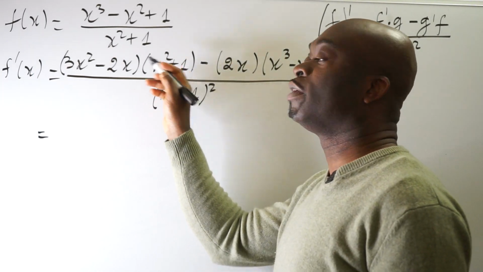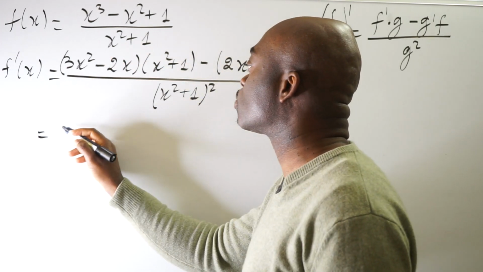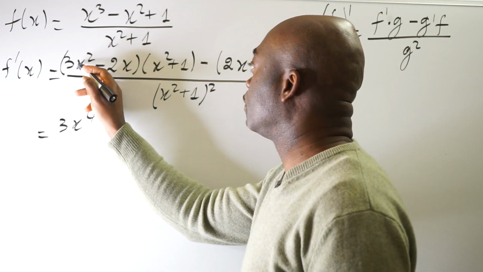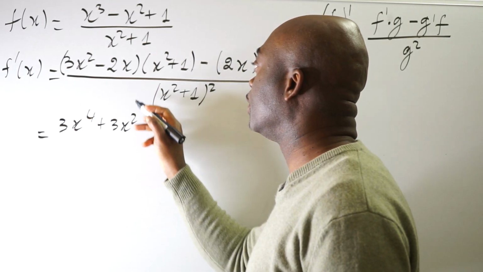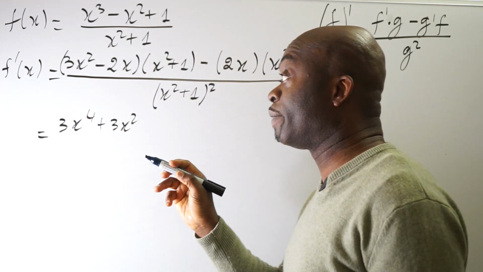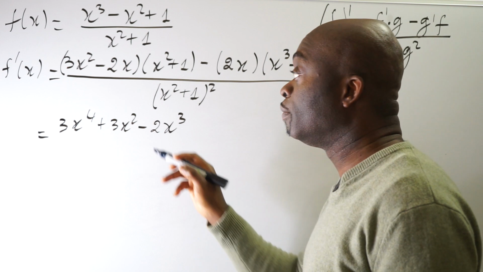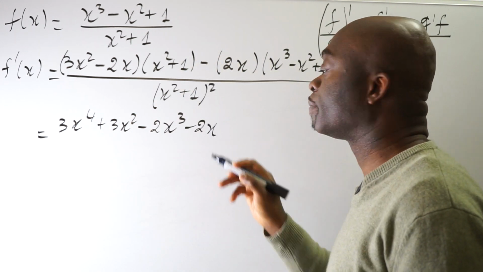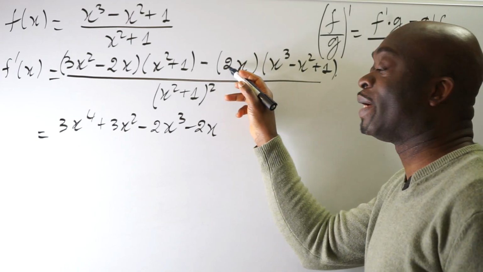Okay, so we can multiply here, use the Foil method. So 3x squared times x squared is going to give us 3x to the fourth. Then 3x squared times 1 gives us 3x to the second power. Negative 2x times x to the second power gives us negative 2x to the third power. Negative 2x times 1 gives us negative 2x.